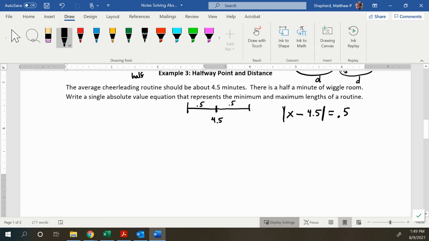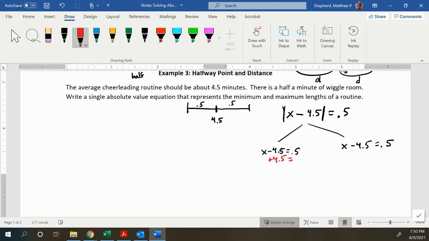And here's how this equation would then separate and work out. We'd separate that out. x minus 4.5 is equal to 0.5. Now, the thing about subtraction is subtraction tells us the distance. So we're trying to figure out how long the routine can be. If we subtract this from this, it'll tell us how far apart in minutes the actual routine is from the desired amount. And we're going to solve for this.